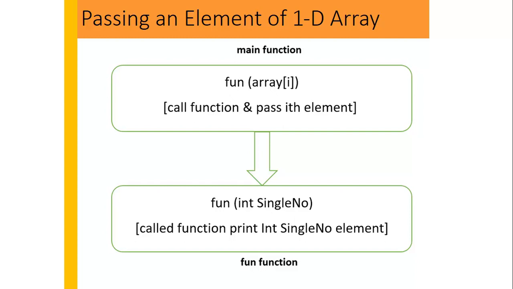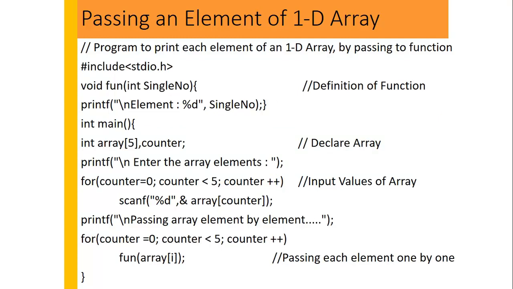Let's see the corresponding code. In this we have a main function and a function fun defined at the top. We start the execution from main. We declare an array of 5 elements, then a counter variable to count the number of iterations we perform. We take the input of the array values: there are 5 elements, so the loop goes from 0 to 4, less than 5. From 0 to 4 we use scanf to take the input from the user.